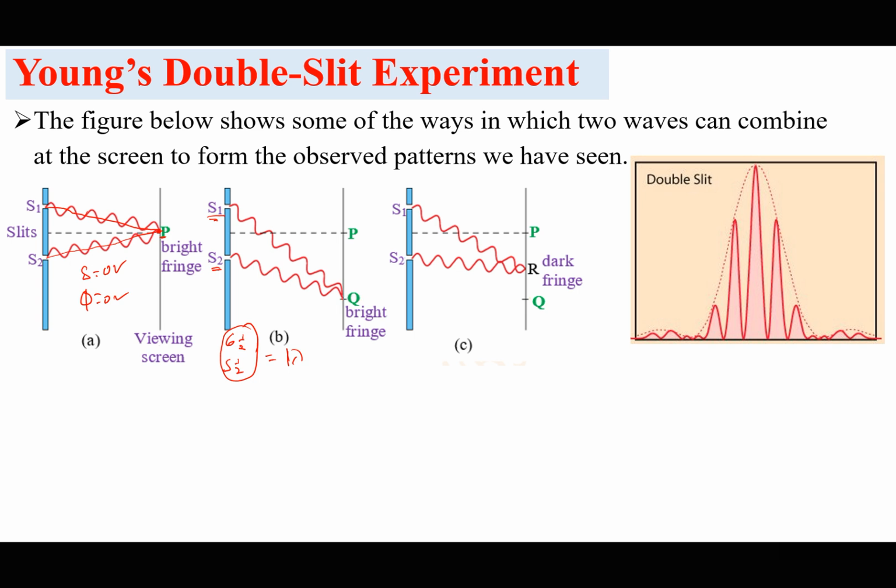So at Q there is still constructive interference. You even see from the diagram that a crest is arriving at the same time as the crest of the other wave. So again, we have constructive interference, which would give us a bright fringe.